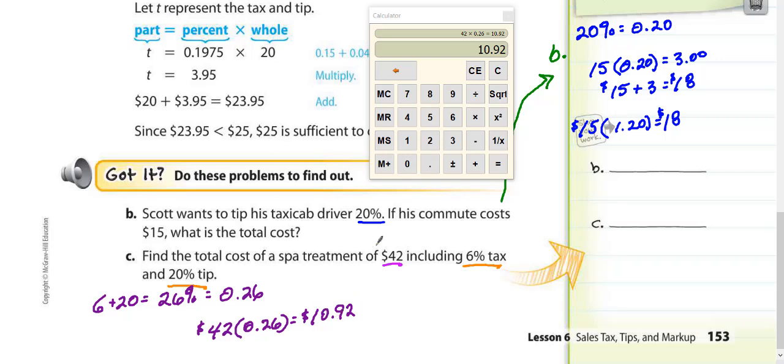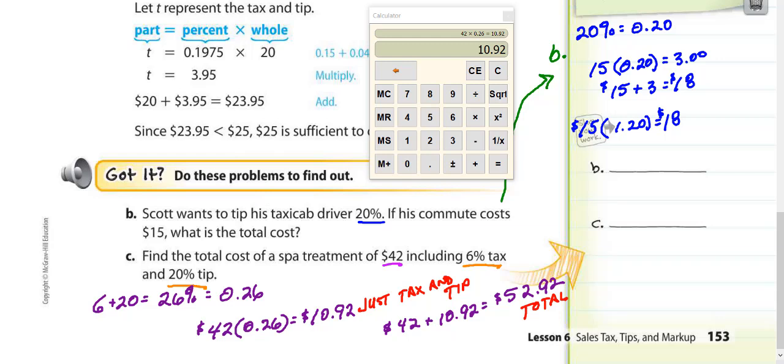This is just tax and tip. To get the full cost, we need to take the $42 and add the $10.92. And that's going to give us $52.92. This is our total. That's what we put on our credit card.